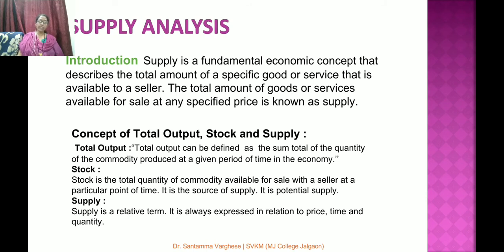Now in the case of perishable goods like fish, milk or many other things, the stock is equal to supply, and in the case of durable goods, the stock exceeds the supply, because, for example, furniture, you can keep it for a long period. So the stock is more than the supply in the case of which goods? Durable goods. And in the case of perishable goods, the stock is equal to supply.